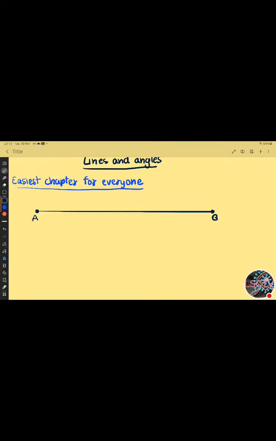Okay, fine. Let's start. Tell me, everyone. No one is going to get this wrong. What is this AB called? What do you call AB? AB is called a line segment.